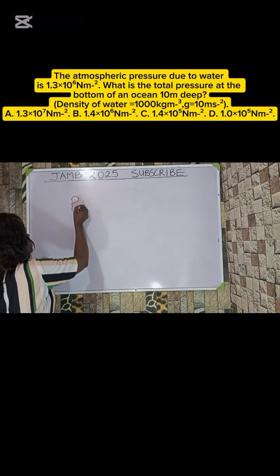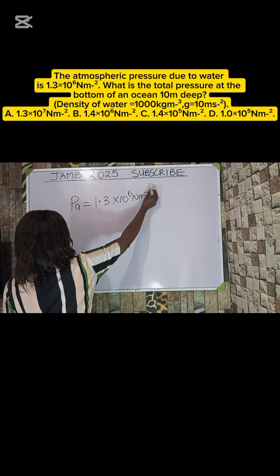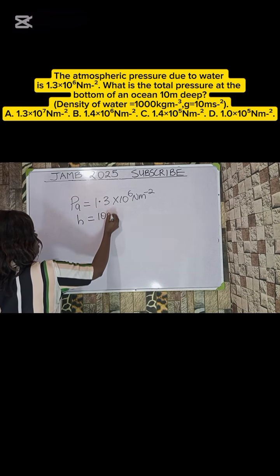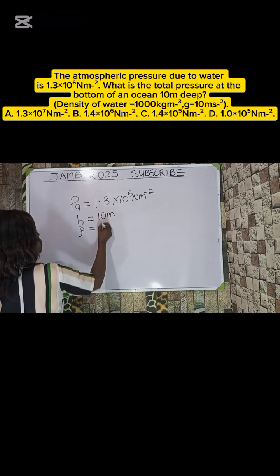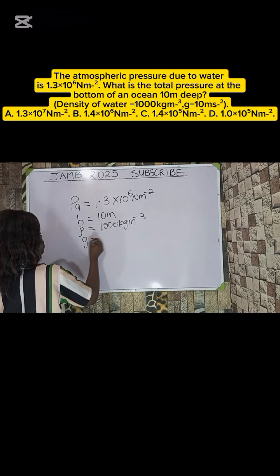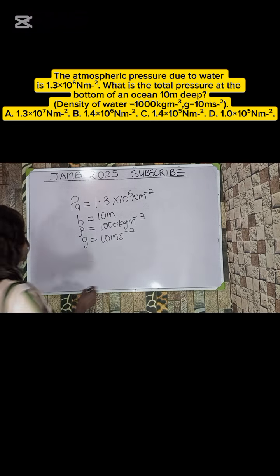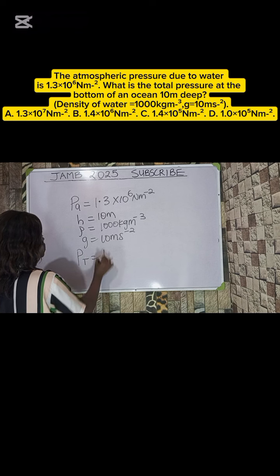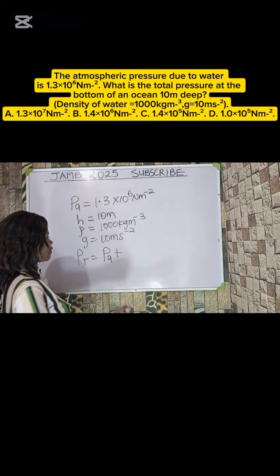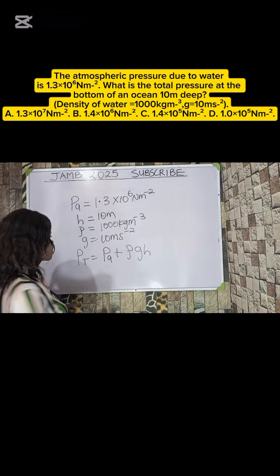Given the atmospheric pressure, PA, 1.3 times 10 to the power of 6 Newton per meter square. And we are given height, which is of the ocean, as H, which is 10 meters. We are given density 1000 kilogram per meter cube, and we are given G to be 10 meters per second square, right? So the total pressure we are looking for is what? The total pressure is equals to atmospheric pressure plus the pressure due to what? Due to the depth or the height of water, that is rho g h. Is that clear?